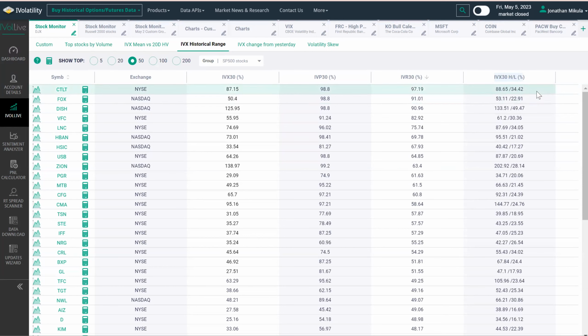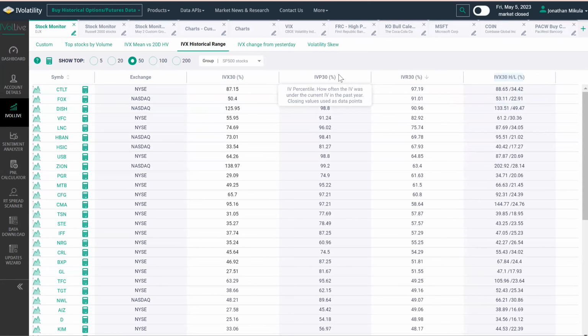So for example, for Dish, for Fox, let's focus on this one. Fox had a low of 22.91 on its implied volatility and a high of 53.11. So trading currently at 50.4, you could just glance at that 52-week high, 53.11, and know intuitively that we're at the higher end of the implied volatility range for the year. But what helps codify that and put that into numbers terms is these columns.